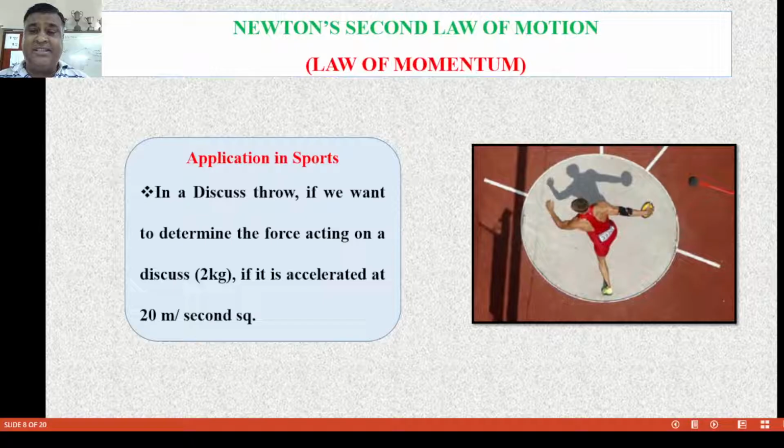The next example in sports is the discus throw. If we want to determine the force acting on the discus, the weight of the discus is 2 kg. If we accelerate it at 20 meters per second squared, it will cover more distance, meaning it travels farther.